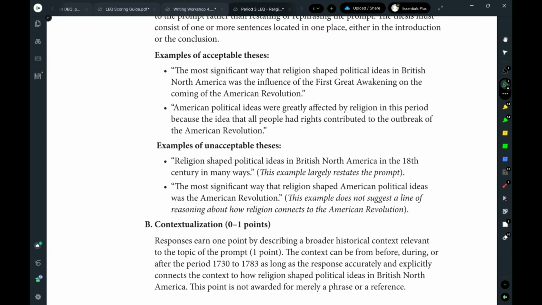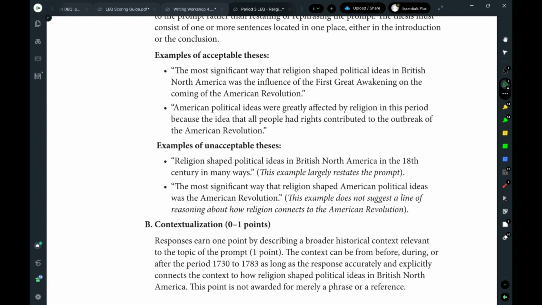So if you're looking at examples of acceptable theses, the most significant way that religion shaped political ideas in British North America was the influence of the First Great Awakening on the coming of the American Revolution. So this is saying how it did it, and that works in this case without saying the extent fully, because it's saying the influence of the First Great Awakening on the coming American Revolution. The extent was it was so much change that it had this big impact on the American Revolution. Right. So in that case, you haven't exactly said it's a large, massive extent, but you're still answering the question by saying the extent was it completely changed America, right?